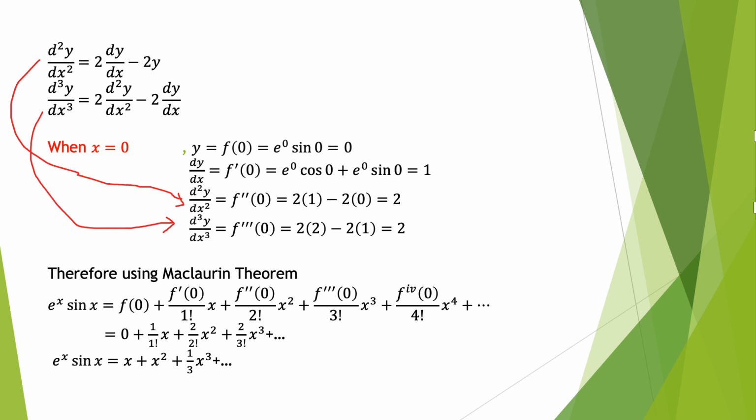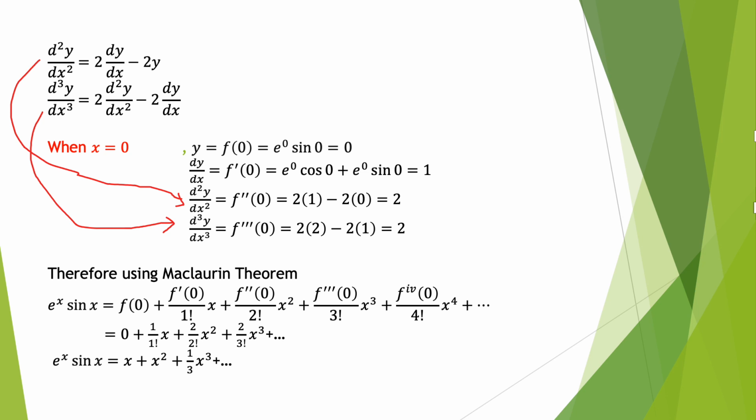So when x equals 0, f of 0 equals 0. f prime 0, we get 1. f double prime 0 equals 2. f triple prime 0 equals 2. Therefore, using the Maclaurin theorem, we have the equation e raised to the power x sin x equal to f of 0 plus f prime 0 over 1 factorial x plus f double prime 0 over 2 factorial x squared and keep going on to the higher power of x.